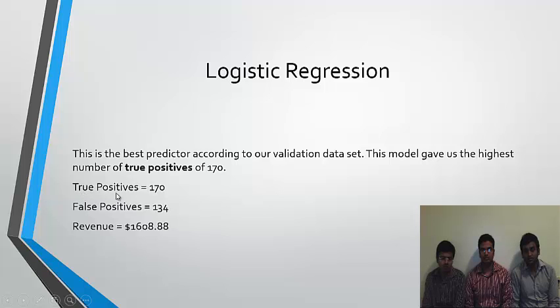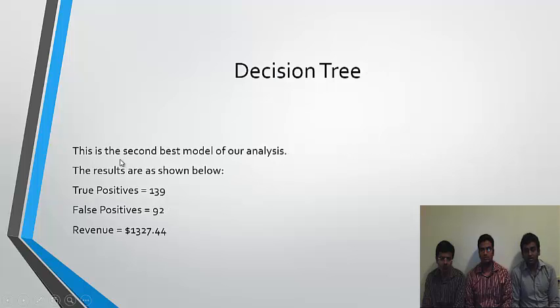and we came up with 170 here, and we've gone through the assumption and formula before. Taking $10 as the revenue for one true positive, and $0.68 to mail to a person, and in return receiving nothing in case of a false negative, and substituting those values in the formula, we get a revenue of around $1,608. And coming to the decision tree, the second best model of our analysis that we used for the project.